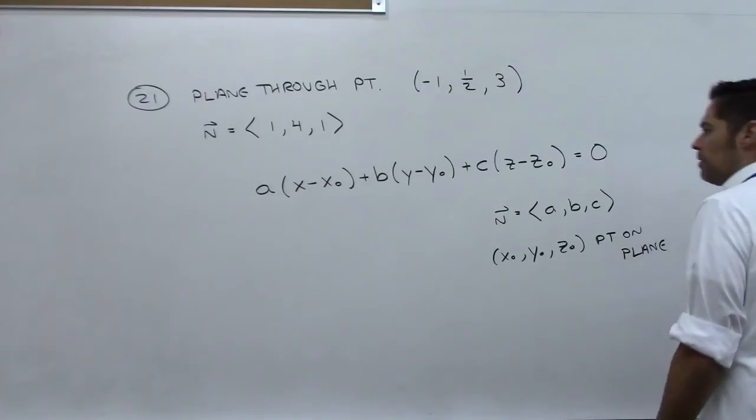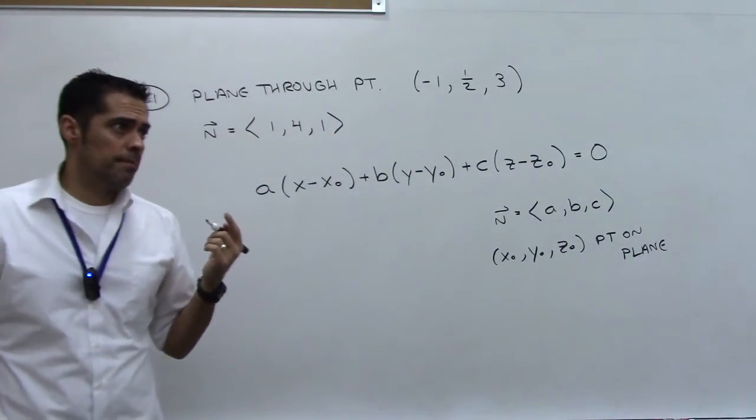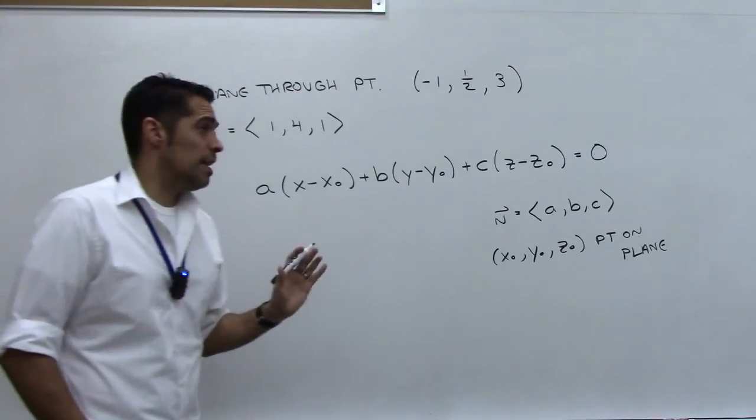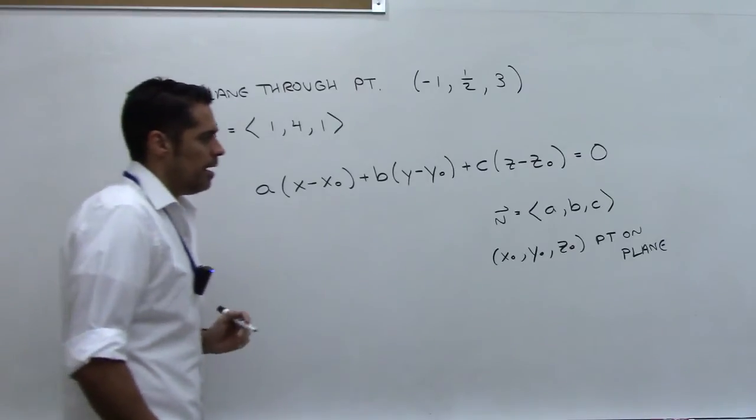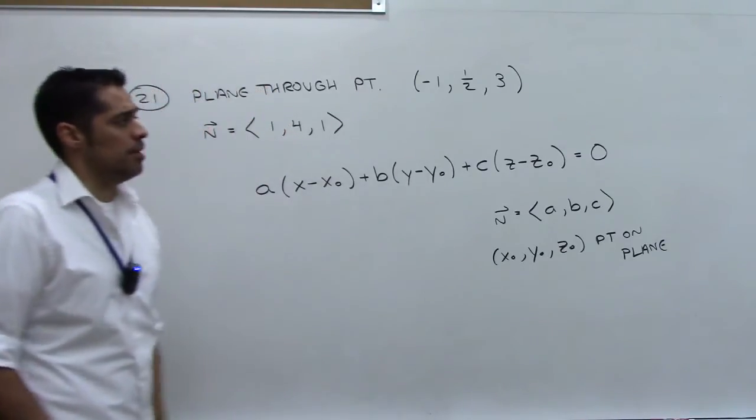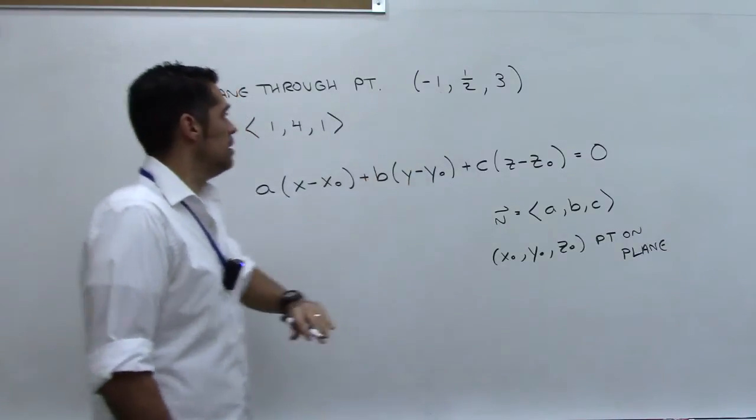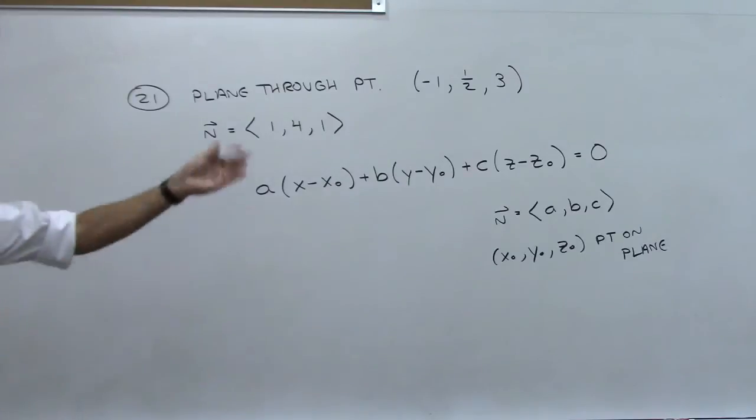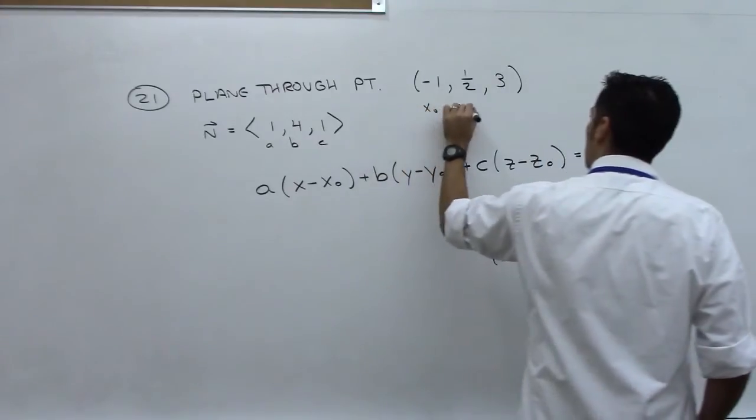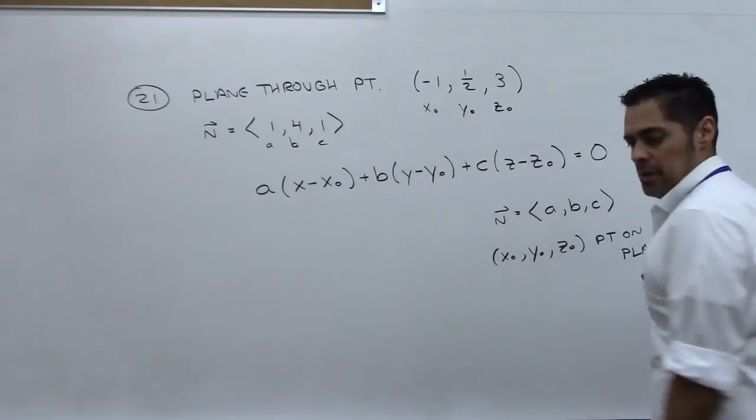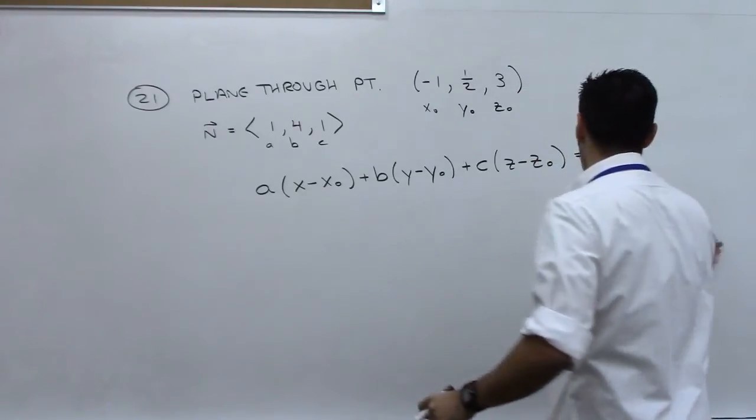So what we know basically from this formula is that if someone gives us a vector that is parallel to the normal, so any normal vector to the plane, and a point on the plane, we can find the equation. And in this problem, they give us exactly what we need. They give us a point, and they give us the normal vector. So all we have to do is plug into this. This is a, this is b, this is c, this is x naught, y naught, z naught, and we just plug in. I'm going to do that right now, and then we're going to clean it up and have a nice answer.